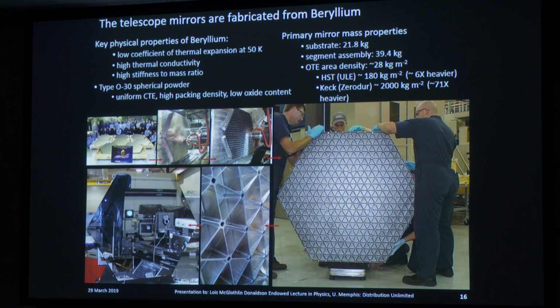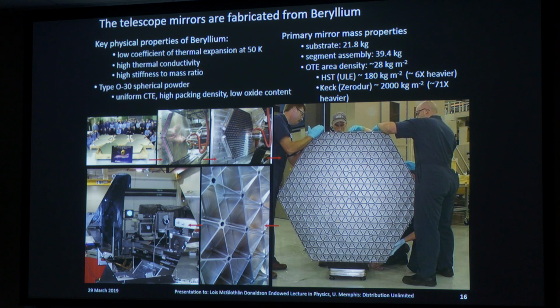Beryllium is toxic. It's very difficult to work with and machine. It comes in a powder form, and we compress it under tremendous heat and pressure to make a giant block of beryllium. And then we machine away almost all the beryllium that's there to create a very lightweight structure that's open like this on one side and polished on the other.